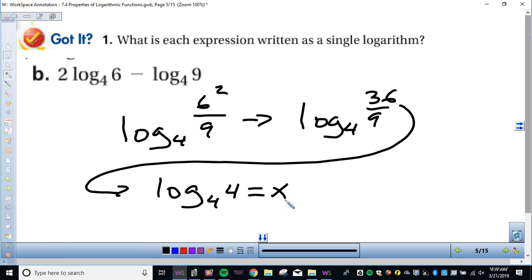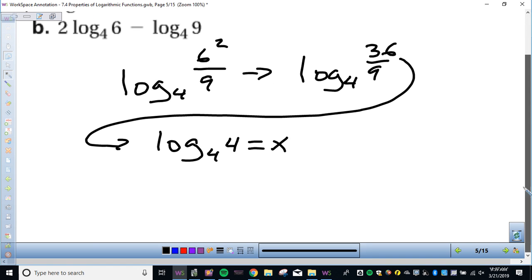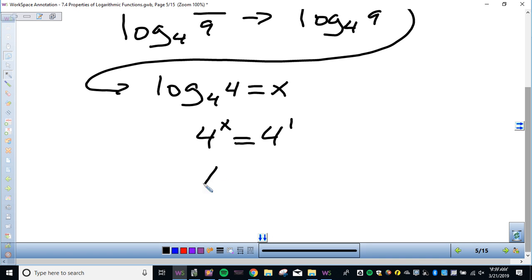Now we can rewrite this exponentially. So the base of the log becomes the base of the exponent, and the 4 and the x switch spots. So 4 to the x power equals 4. And then this 4 is to what power? To the first power, good. So then you can just set the exponents equal to one another when you have the same base. Okay, so x equals 1.